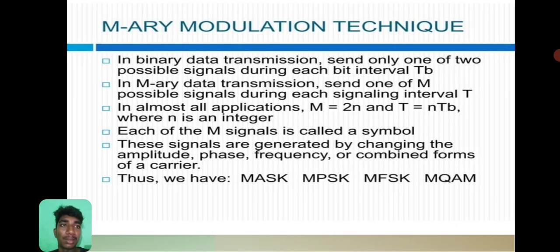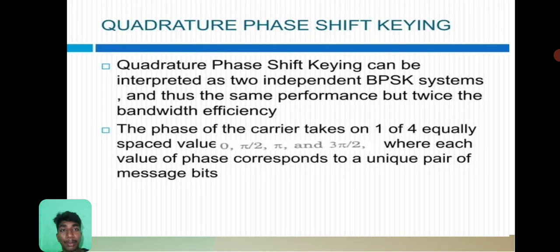In binary data transmission, send only one of two possible signals during each bit interval TB. In M-ary data transmission, send one of M possible signals during each signaling interval T. In almost all applications, M is equal to 2^n and T is equal to nTB, where n is an integer. Each of the M signals is called a symbol. These signals are generated by changing the amplitude, phase, frequency or combined forms of a carrier. Thus we have MSK, MPSK, MASK, MFSK, MQAM.